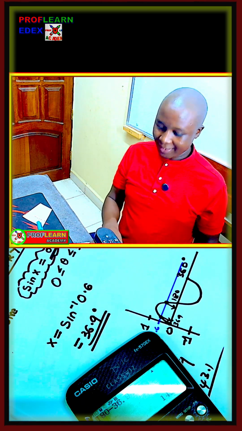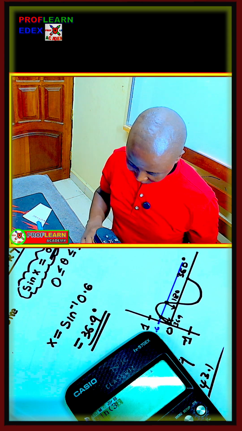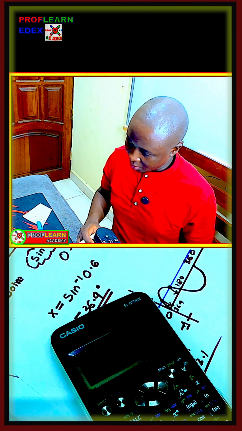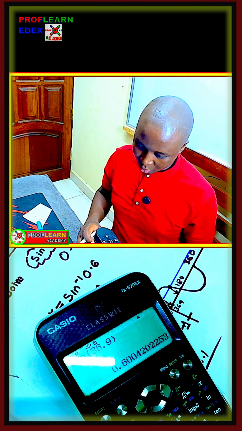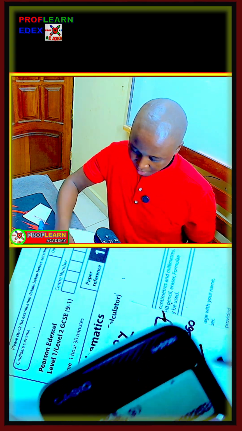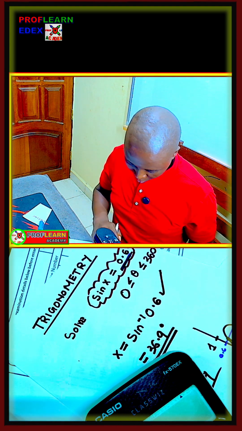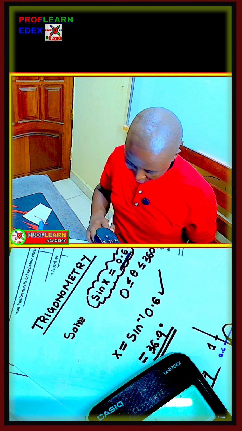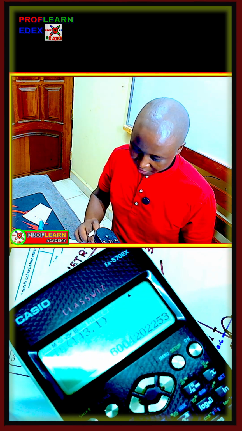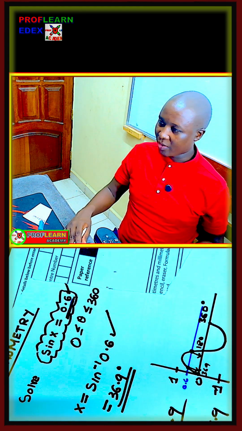If you want to try this, put in your calculator sine 36.9. The answer is going to give you a number which is very close to 0.6, the one that we were given here. And also if you put sine 143.1, this is going to be 0.6 as well. Just look at that. So that's basically what you do whenever you're given a question like that.